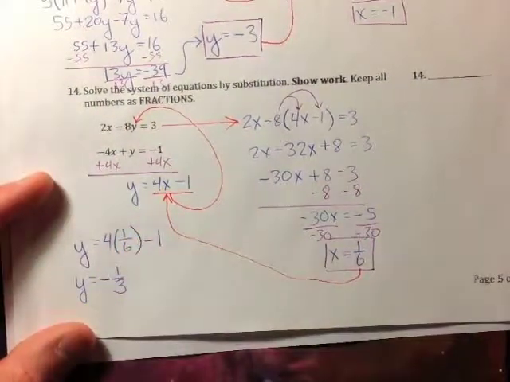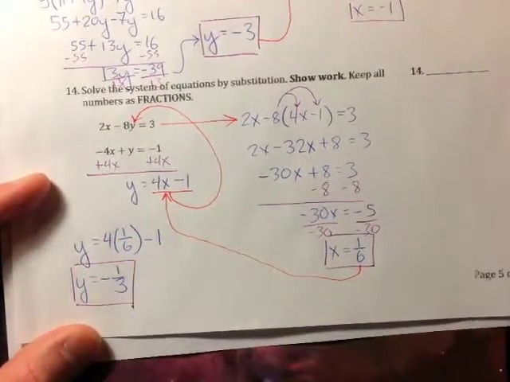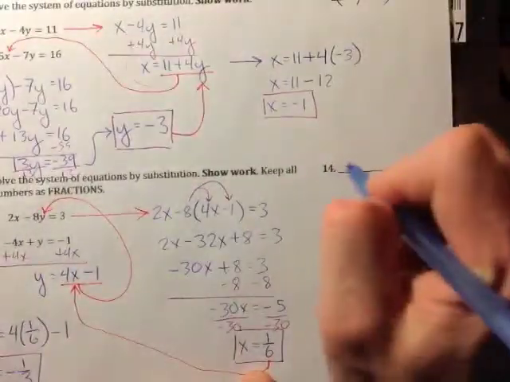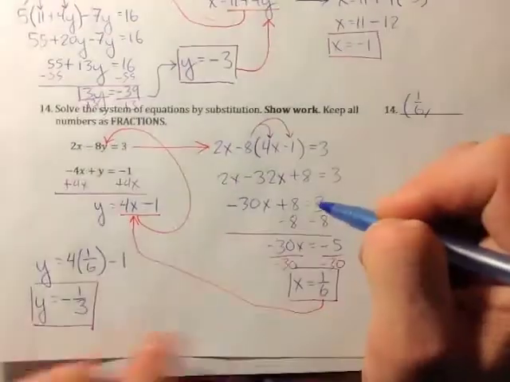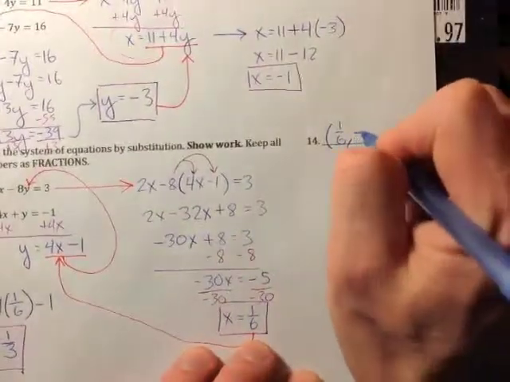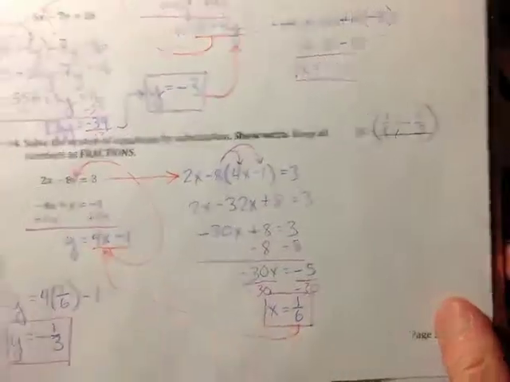Okay, so that is it. We are done with that problem and with its objective. Ordered pair is x comes first, 1 over 6, comma, negative 1 over 3. Okay, that is it. We are done with substitution.